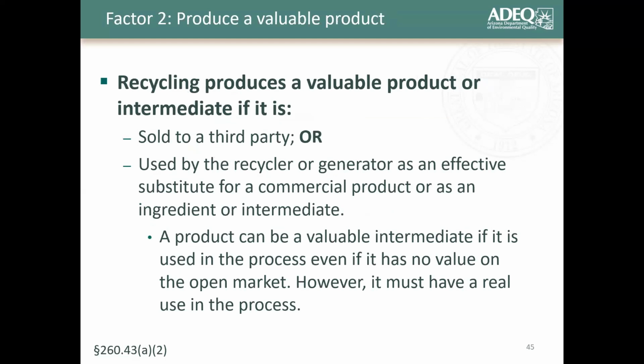You can prove that your recycled material is valuable if you sell it to a third party or if it is used as an effective substitute for a commercial product or ingredient. A product can be a valuable intermediate if it is used in the process, even if it has no value on the open market. However, it must have a real use in the process. For example, a substandard cinder block being used to build a building to store more cinder blocks is not a valuable product.